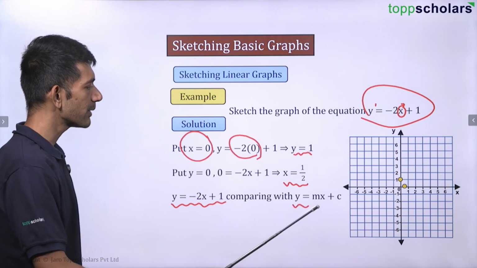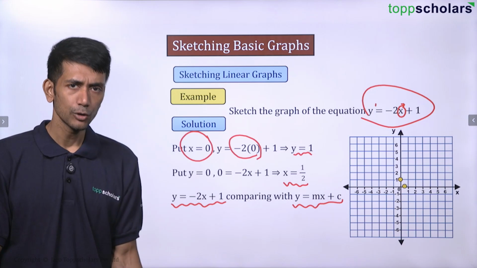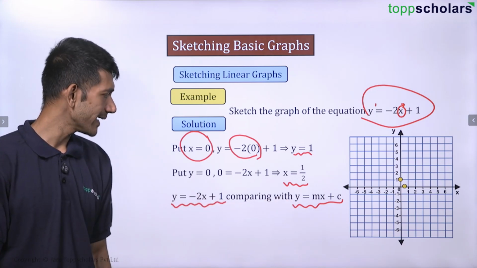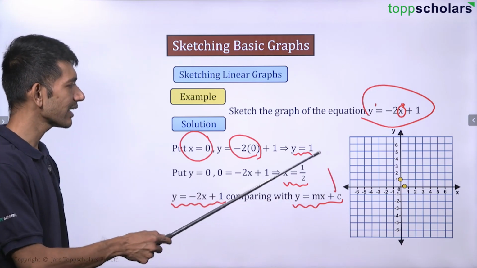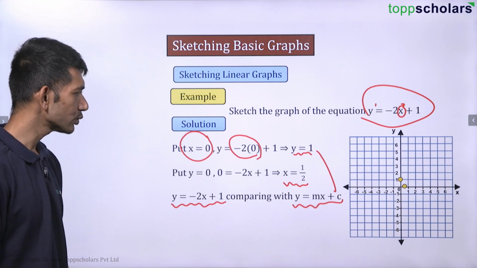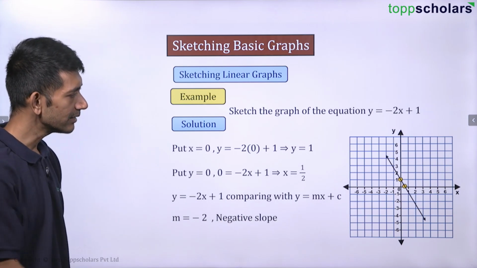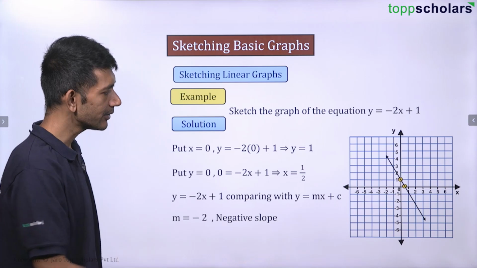If we compare this with the slope form, that is y is equal to mx plus c, slope-intercept form, that is, m is the slope and c is the y-intercept. So obviously, c is directly 1. And mx plus c, so m is how much? -2. And then m is -2, which is the negative slope. Then you can easily draw this line. So this is our required line, right?